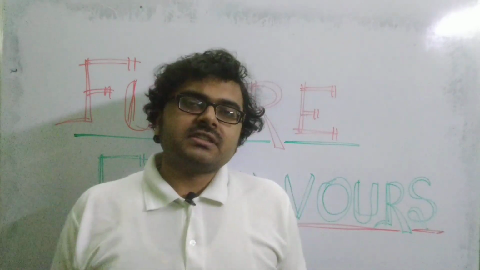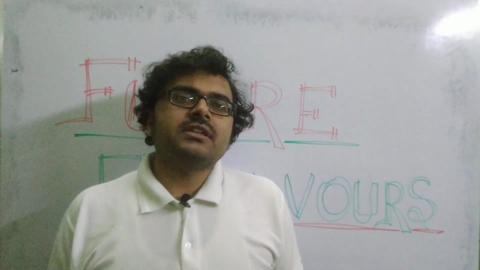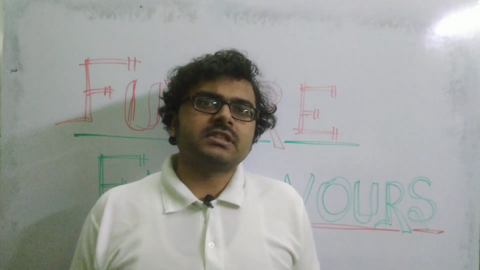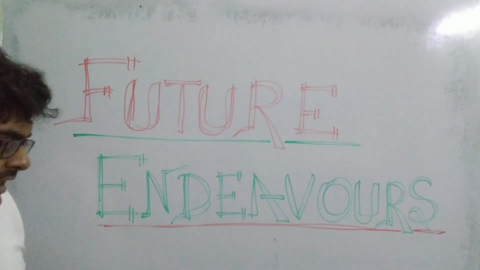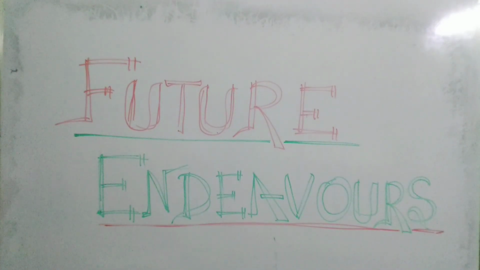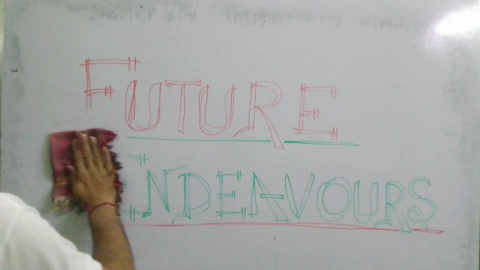Okay, so in the previous class we discussed the velocity time graph. Today we are going to discuss the acceleration time graph. It's quite similar to what we discussed for the previous two graphs, that is the displacement time graph and the velocity time graph.